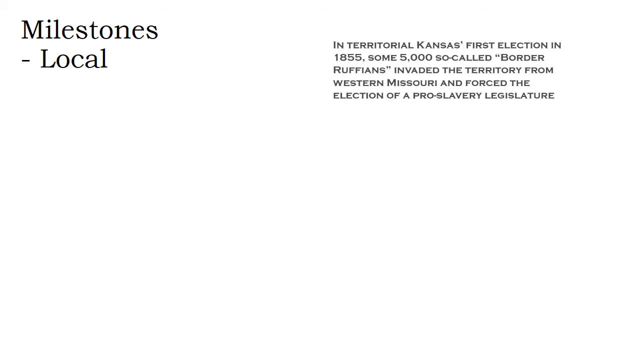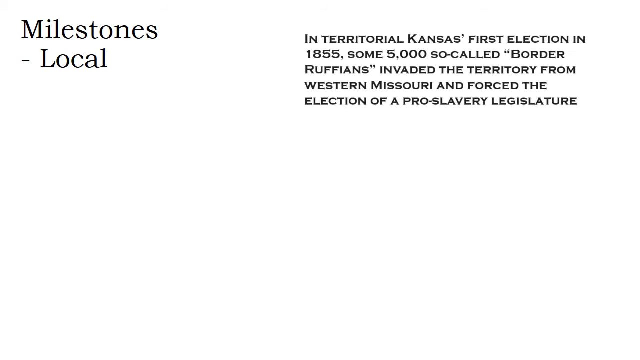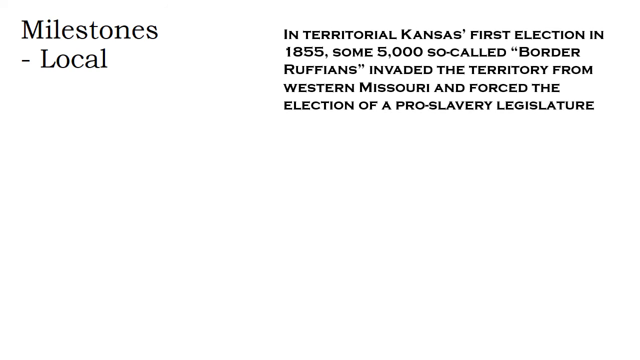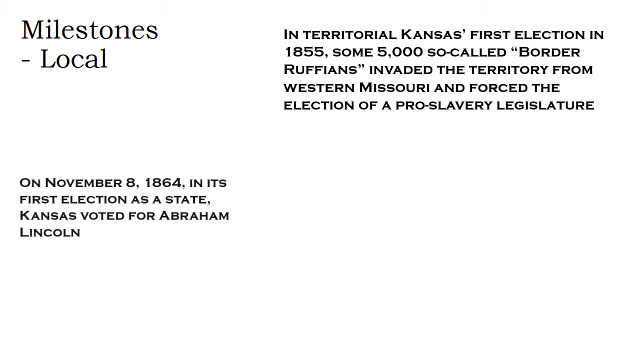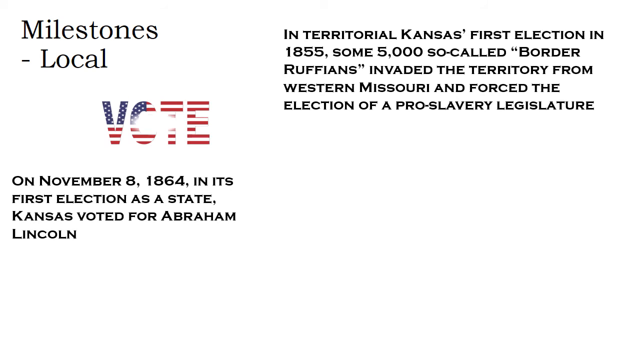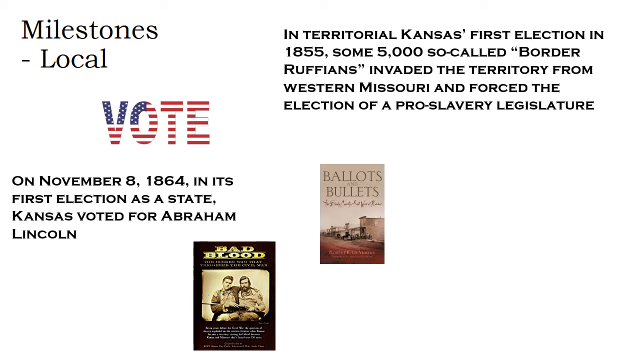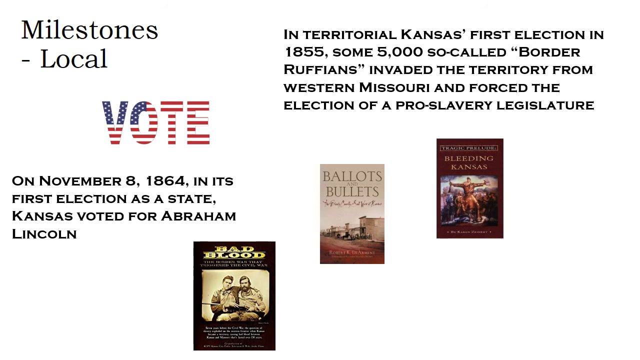Milestones Local. In territorial Kansas, first election in 1855, some 5,000 so-called border ruffians invaded the territory from western Missouri and forced the election of a pro-slavery legislature. On November 8, 1864, in its first election as a state, Kansas voted for Abraham Lincoln. Reading and viewing suggestions: Bad Blood, Ballots and Bullets, Tragic Prelude, Bleeding Kansas, and The Border Between Them.